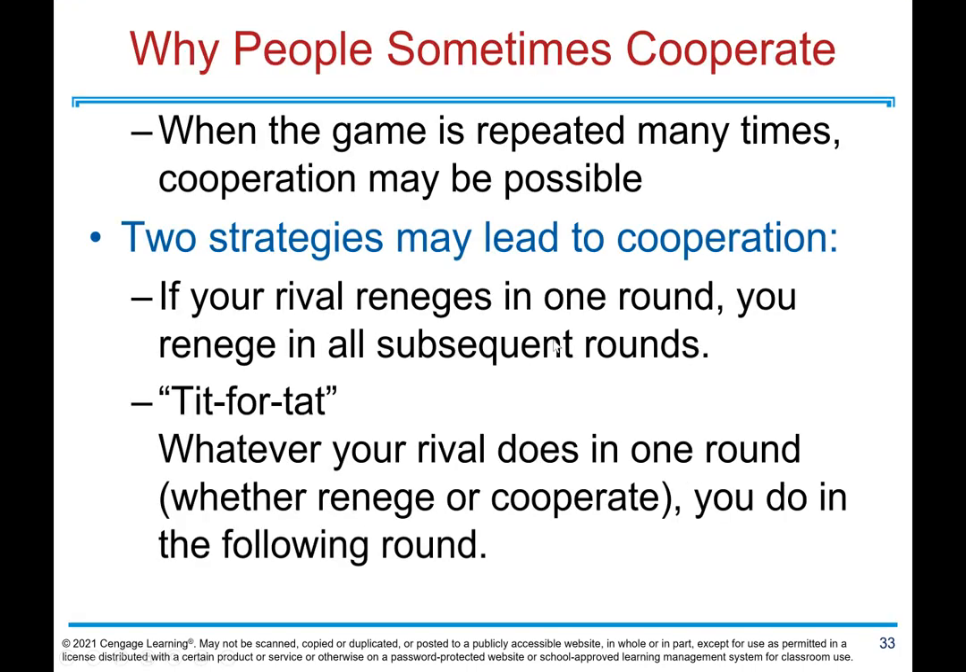Why people sometimes cooperate. When the game is repeated many times, cooperation may be possible. Two strategies may lead to cooperation. If your rival reneges in one round, you renege in all subsequent rounds. So it's a tit for tat kind of game. Whatever your rival does in one round, whether renege or cooperate, you do in the following round.